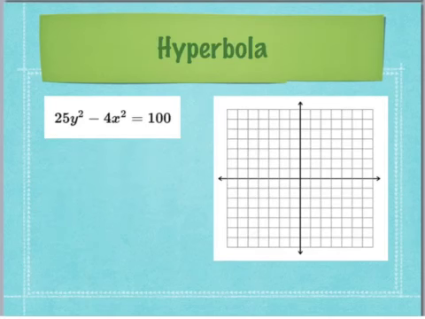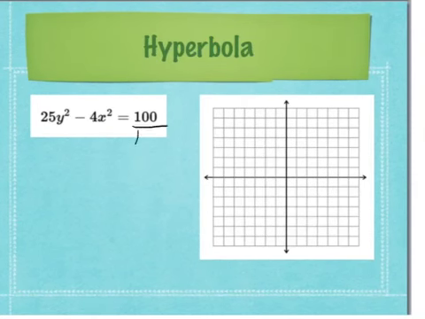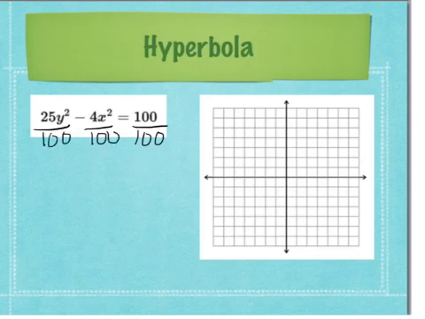Let's graph this more concrete version of the hyperbola. So just like the ellipse, we need it to equal 1, so we've got to divide everything by 100 to get that equal to 1. And we reduce each one of those fractions just like we did with the ellipse. So that's going to be y squared over 4 minus x squared over 25 equals 1.